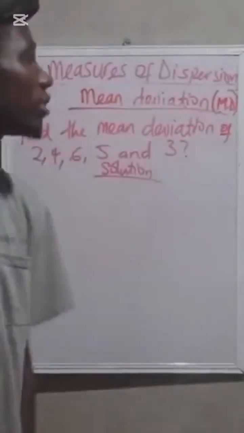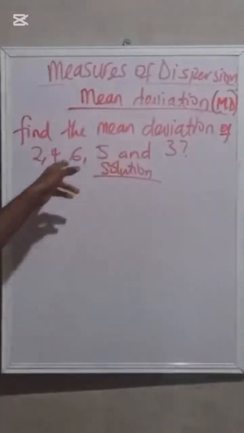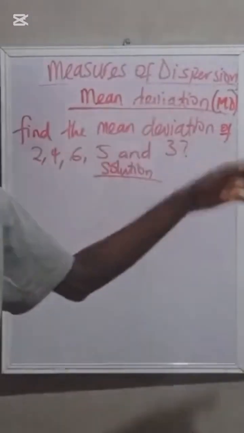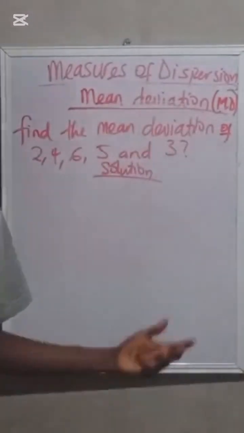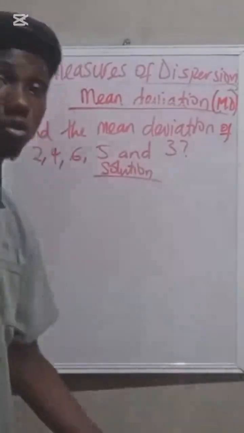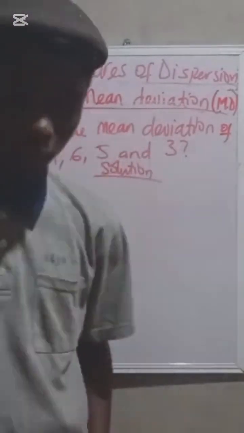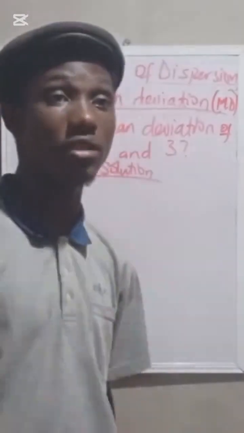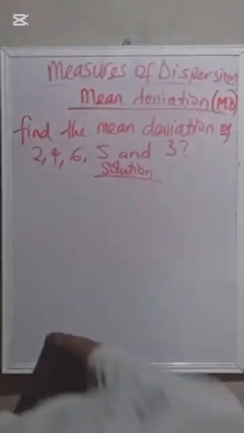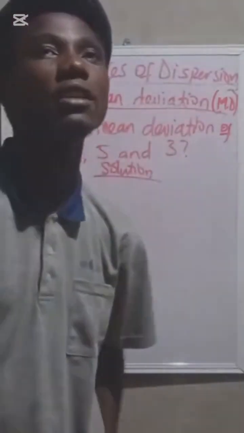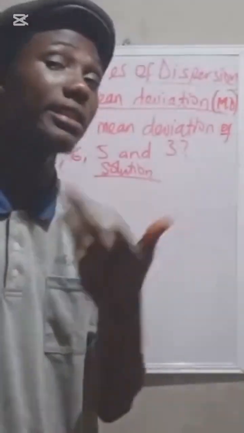Now the question says to find the mean deviation of 2, 4, 6, 5, and 3. The first thing you should check is whether this question is grouped data or ungrouped data. Mostly, grouped data will be represented in a table.